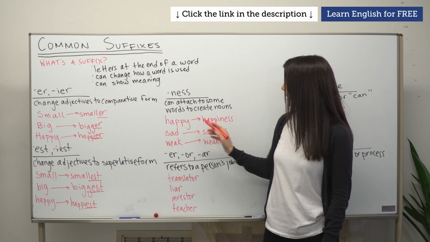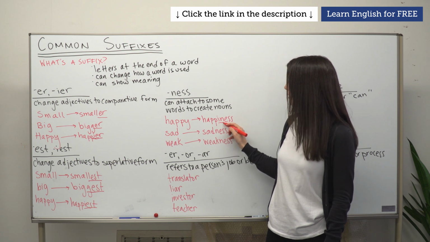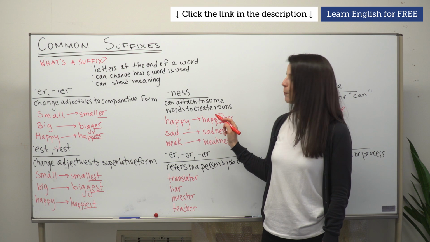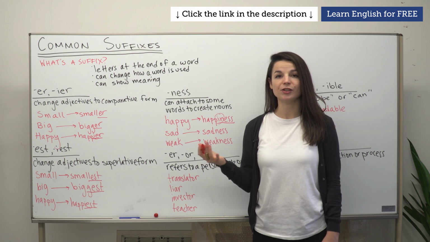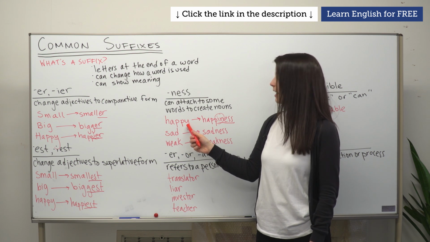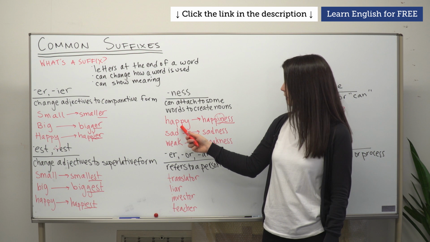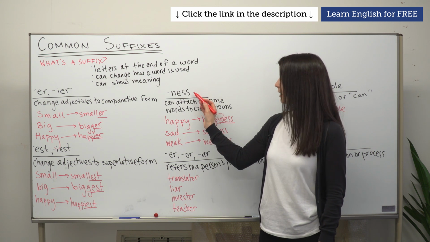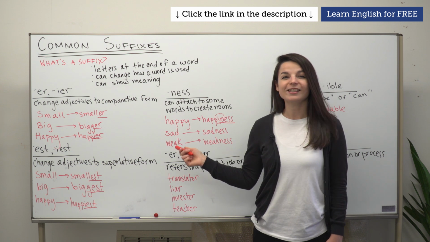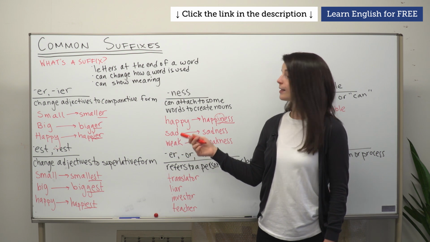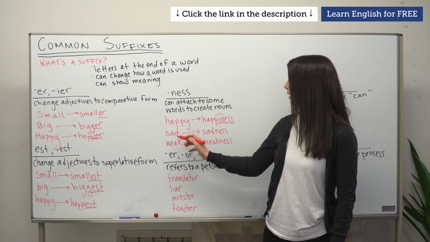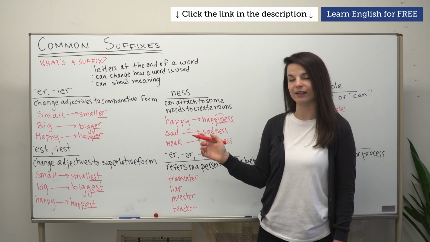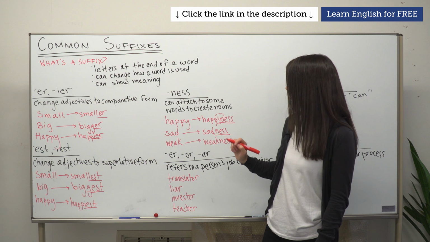Here, happy again. Happy changes to happiness, the noun form, by adding ness. Again, we follow this same Y rule. The Y changes to an I for adjectives that end in Y. So happy, adjective, becomes noun, happiness, by adding the ness suffix. Let's continue on to the next adjective, sad. So sad can become the noun form sadness by adding the suffix ness, sadness here.